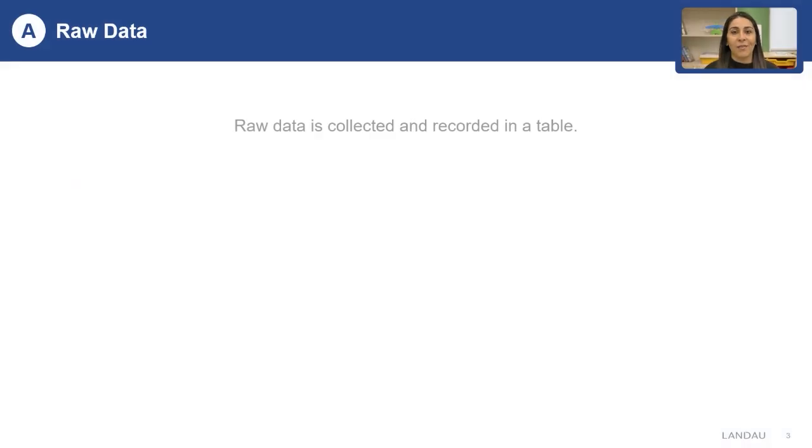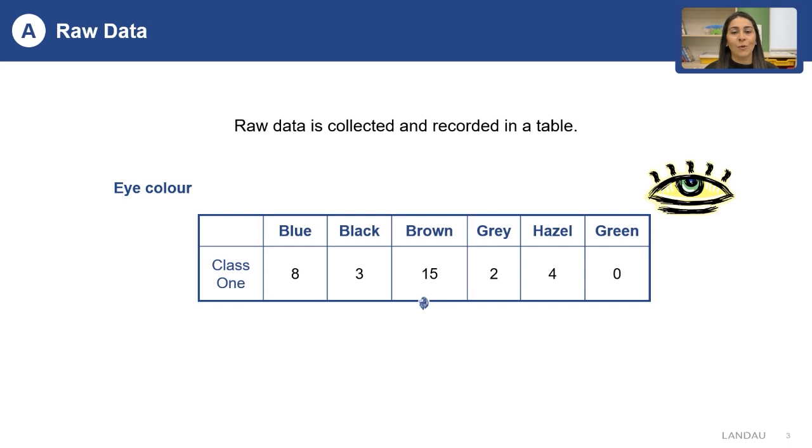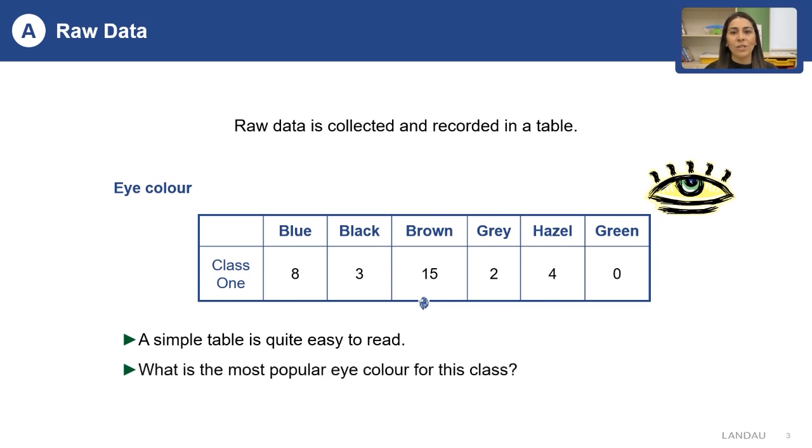At first, the raw data is collected and recorded in a table. For example, you can see the table which represents the eye color. Can you say which eye color was the most popular? It is easy to read the table. You can see that the brown eye color was the most popular one.